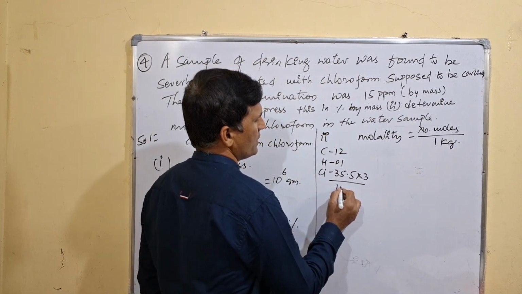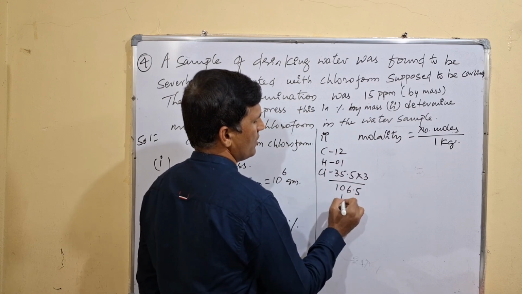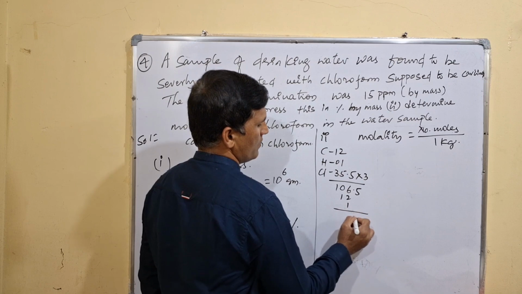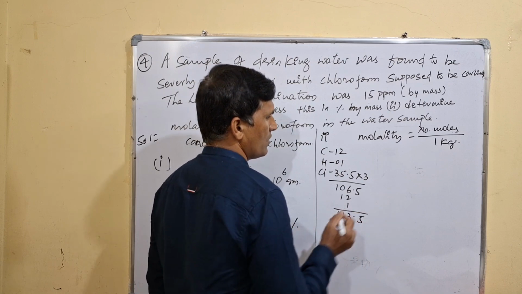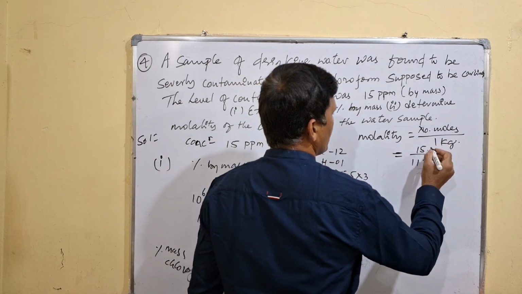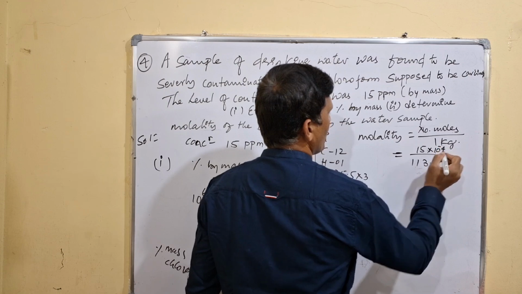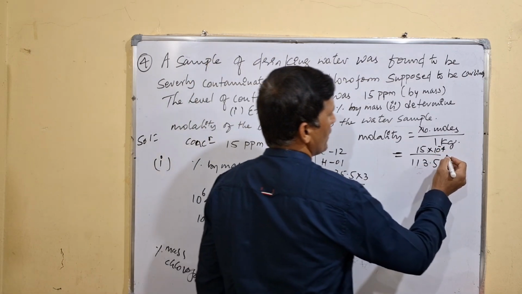So 106.5 plus 12 plus 1.5. So this 3, 1. So it comes around 113.5. 15 into 10 to the power minus 4 per 100 gram it is. Okay, weight of the solvent will be per 100 gram.